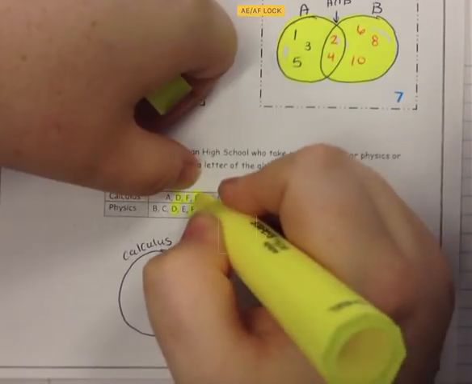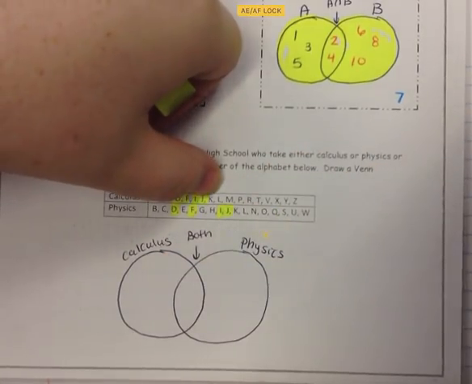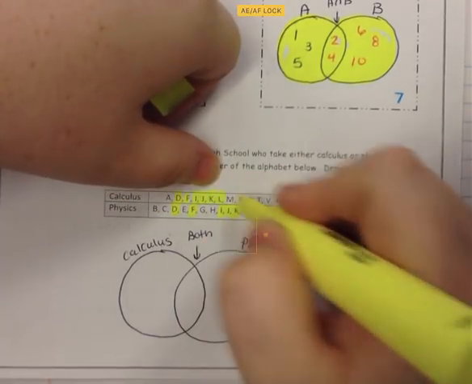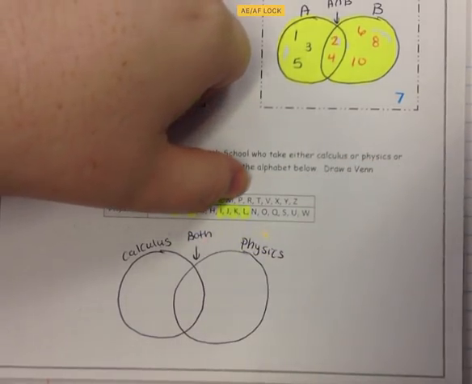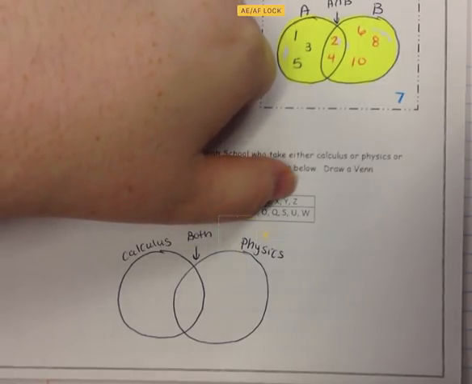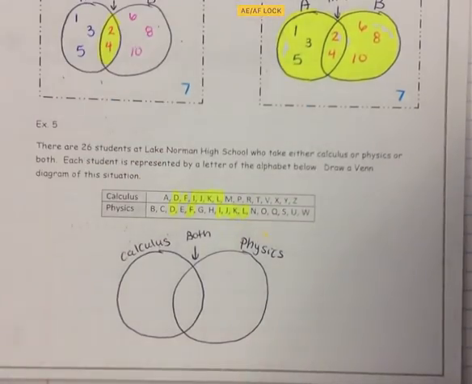The J is in physics. The K is in physics. The L is in physics. The M is not. P is not. R is not. T is not. V is not. X is not. Y is not. And Z is not. So these are all of the overlaps.